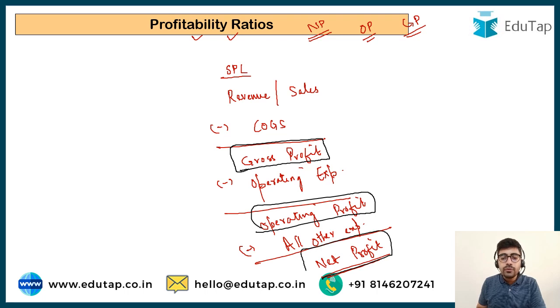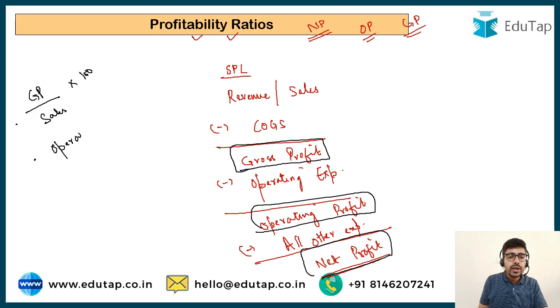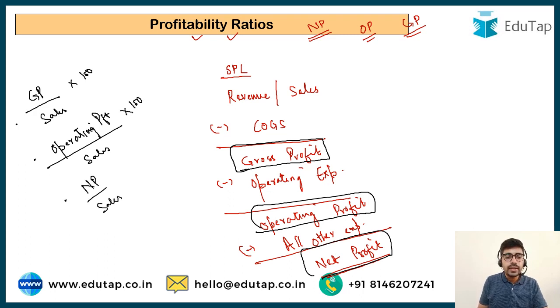So if we have to compute the gross profit ratio, we are going to do gross profit divided by sales. If in percentage terms, this can be multiplied by 100. If we have to find the operating profit ratio, we are going to have operating profit divided by sales into 100 for percentage. Net profit ratio, net profit divided by sales into 100. This is what we are going to do.